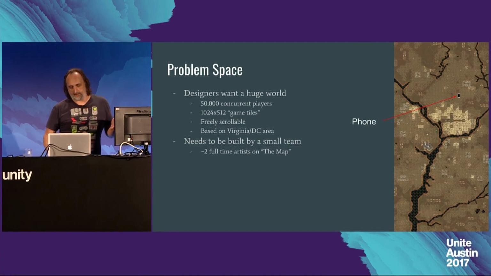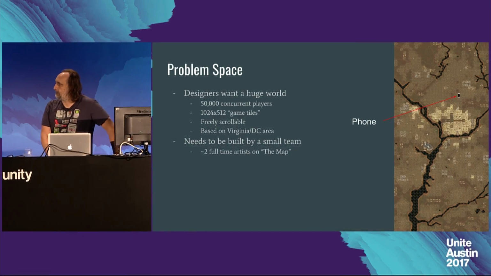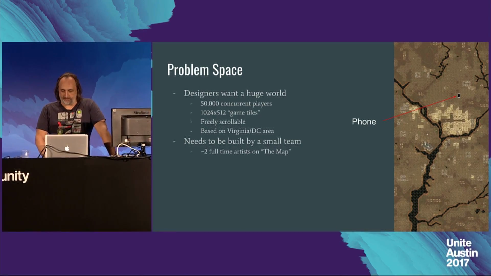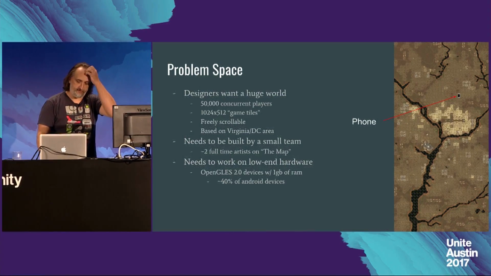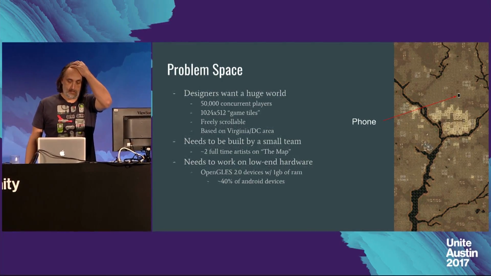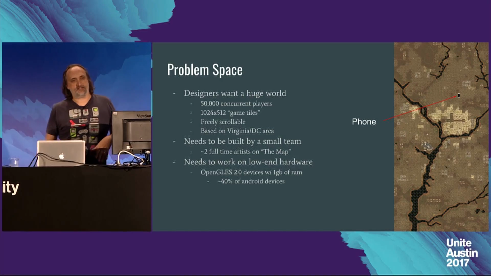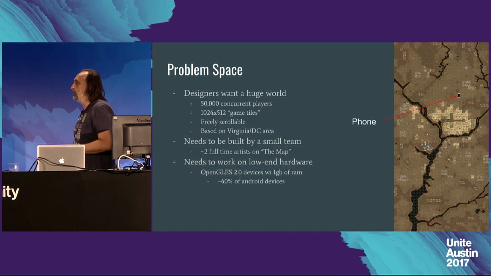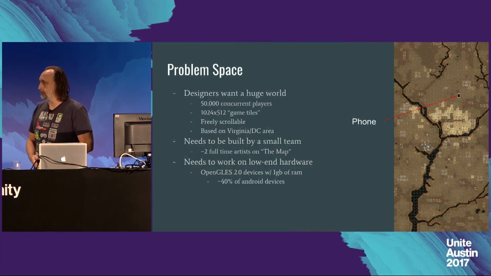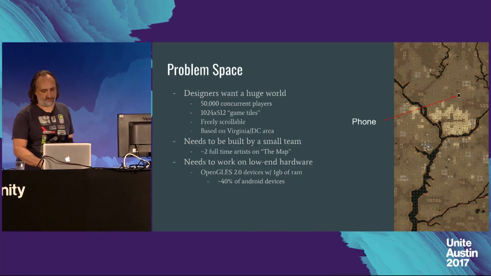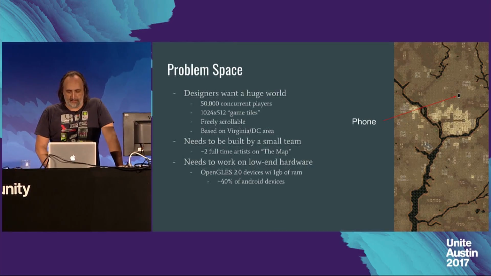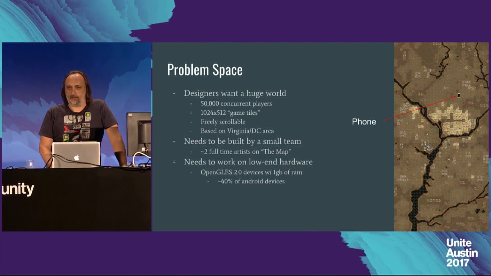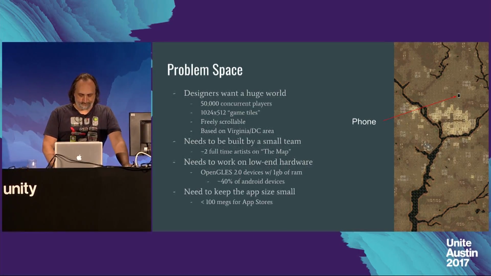So we have a small team to build this. Now, what you consider a small team is highly variable, but for me, 2 artists is a small team. So we had 2 artists that were almost full-time on the map. And we need this to work on really low-end hardware. By low-end hardware, I mean OpenGL ES 2.0 with 1 gig of RAM. So these devices still count for about 40% of the Android devices on the market. And so we need to target those devices. So we have to run on those as our minimum spec.